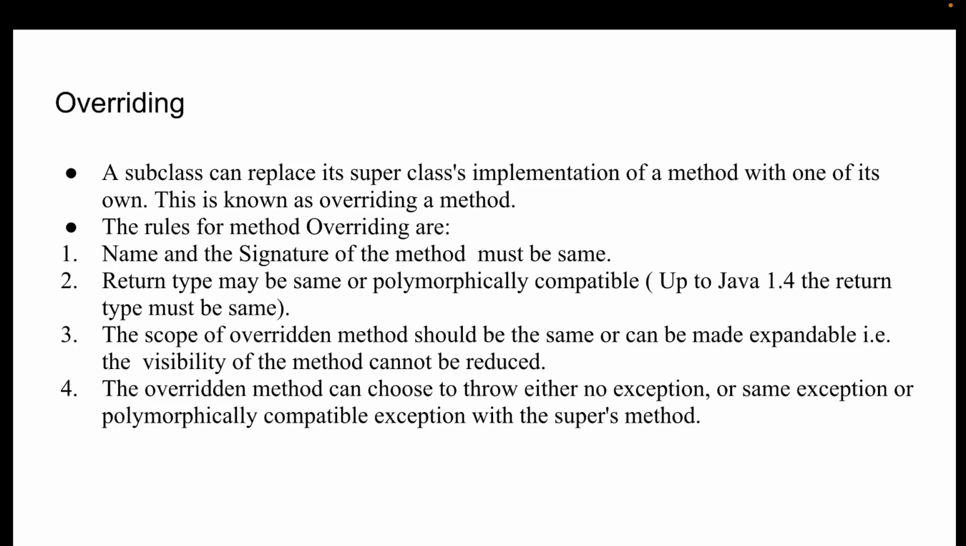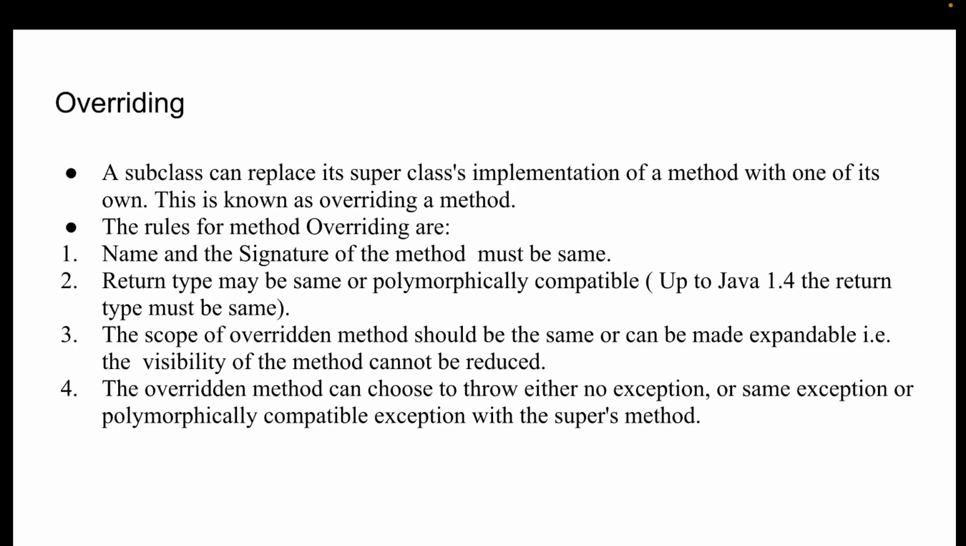So what this third point basically tells is the scope of the overridden method should be the same or can be made expandable. That is, the visibility of the method cannot be reduced. So suppose private has the least visibility, then default has more visibility than private, and then comes protected. Protected has more visibility than default, and then comes public. So public has the highest visibility. If you just go and revise your access modifiers class, you will get to see the demos.